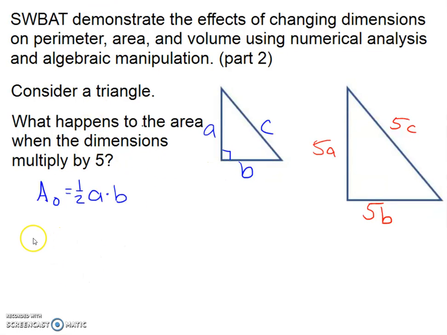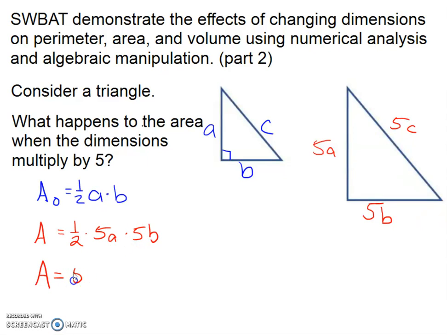And our new area is going to be 1/2 times 5A times 5B. Now again, our goal right now is to manipulate this side of the equation until part of it looks like this. So what I see is a 1/2 and an A and a B, and there's just a couple of extra 5s. So as we manipulate, what we're going to do is basically just move those 5s out to the front.